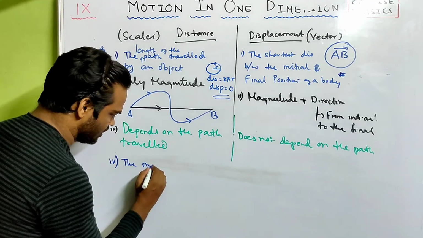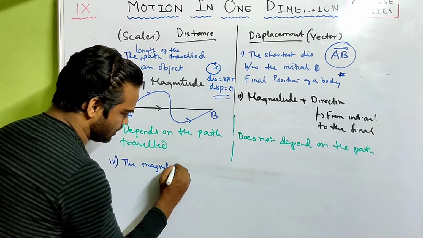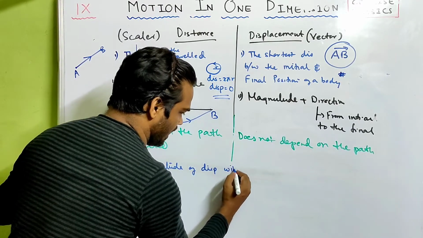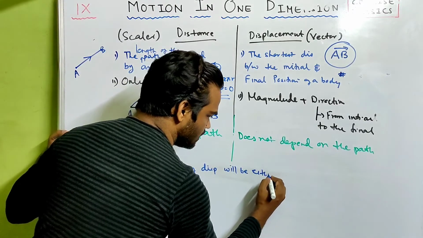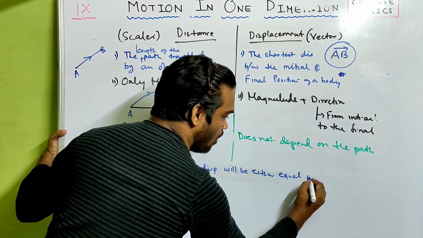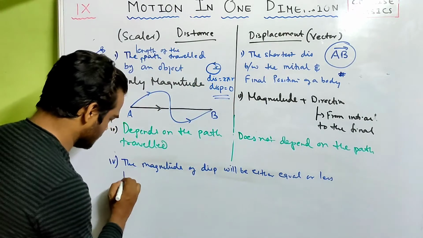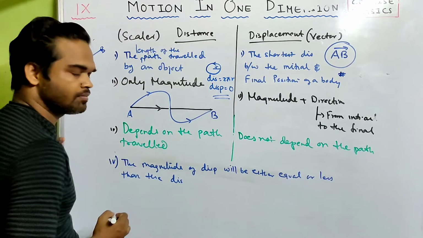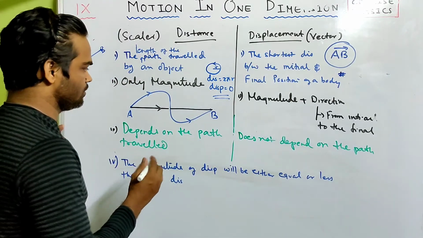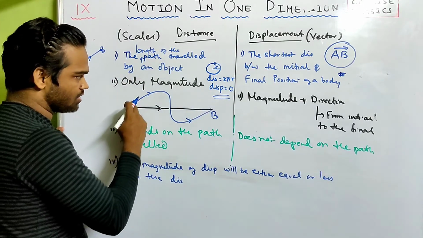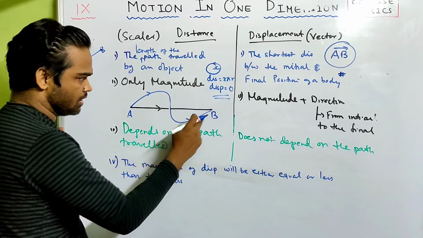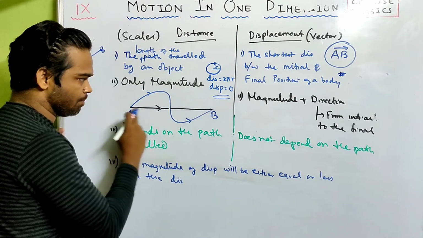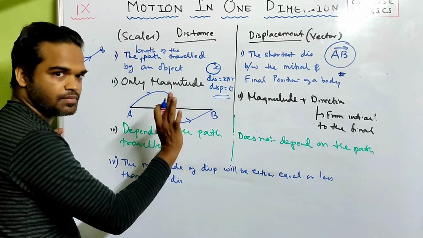The magnitude of displacement will be either equal or less than the distance. What do I mean by this? Just look at this scenario. Over here only, if you see, the path traveled by the body is this path, the blue one, which is more as compared to AB, isn't it?